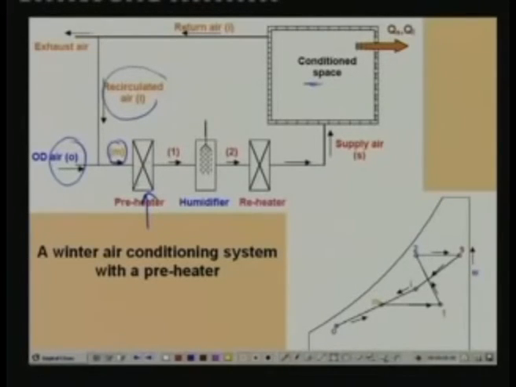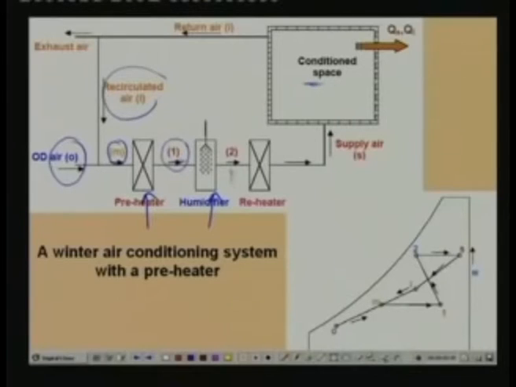That means its moisture content remains the same, but its temperature increases from Tm to T1. So only sensible heating takes place in the preheater. Now this heated air flows through a humidifier. In the humidifier, as the name implies, water vapor is added to the air. That means the moisture content of the air increases.